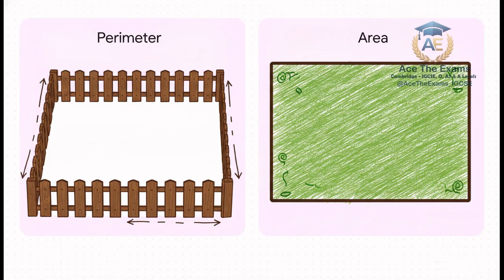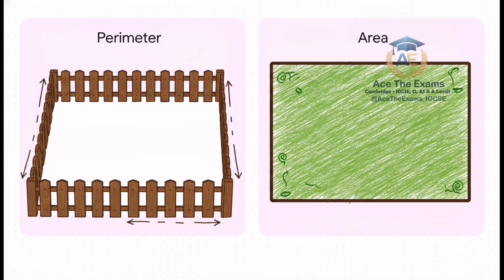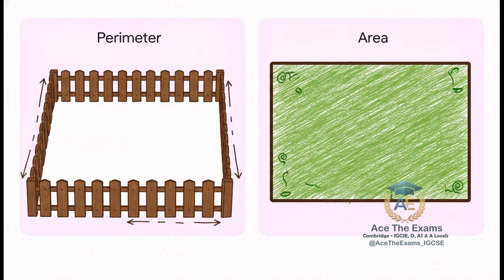Think about perimeter as setting your field in a cricket match. It is the boundary rope, it's the total distance around the outside of the shape. Because it's a straight line distance, we measure it in linear units: millimeters, centimeters, meters, or even kilometers.